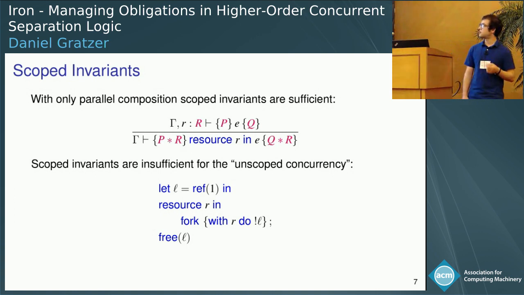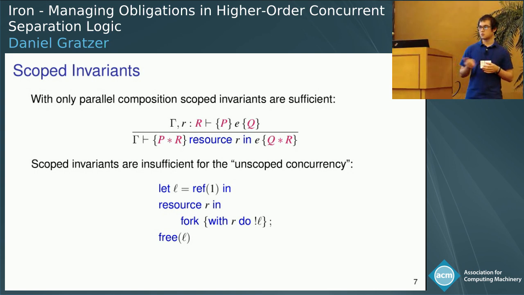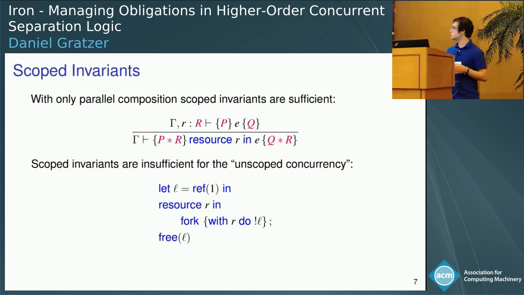invariants aren't quite enough. So I have an example program which demonstrates this. So we start by allocating a location. We then throw it into an invariant guarded by R, and we fork off a thread which just reads the cell. And it uses the with R do to ensure that it's safely accessing this cell. And once we get out of the block guarded by resource RIN, the invariant is deactivated. We get the location L back in our main thread, and we free it.